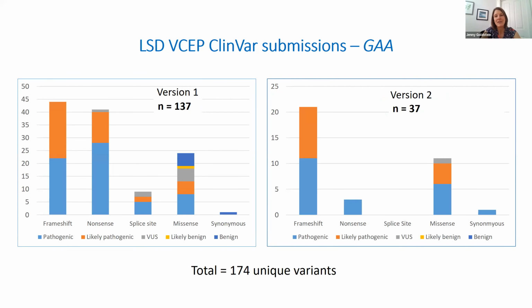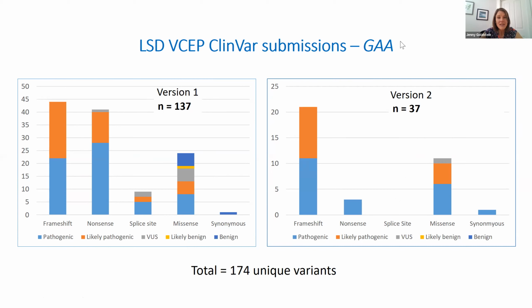And then just to review our submissions to date. On version 1, we had 137 ClinVar submissions, and using version 2, just 37. And you'll see that the vast majority of our submissions so far have been frameshift and nonsense, which are kind of, I guess, no-brainers for this disorder. But we're really trying to figure out our functional evidence codes, so PS3 and BS3. So we held off doing more missense changes until we had sorted all of that out and submitted our version 2.